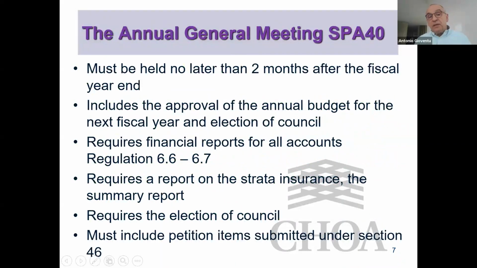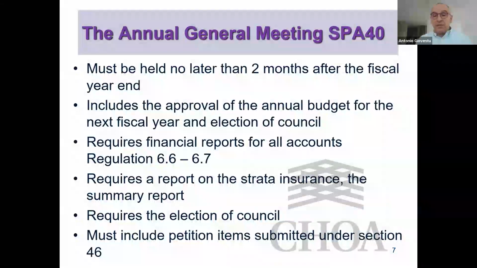So the annual general meeting, let's start there. It has to be held no later than 2 months after the fiscal year end. It can be held before the fiscal year end, but no later than 2 months after the fiscal year end. It must include the approval of the annual budget, and it must include the election of council. You have to include your financial reports for all accounts, not just your contingency and your operating, but if you have 3 or 4 special levy accounts that have never been closed, you're still required to provide a financial report for those accounts as well.